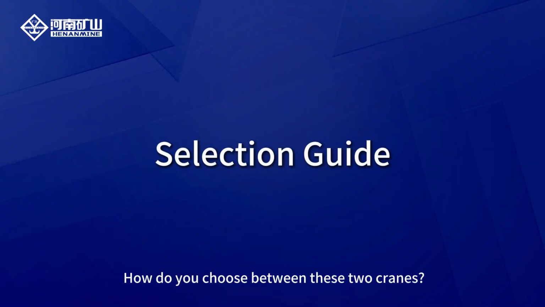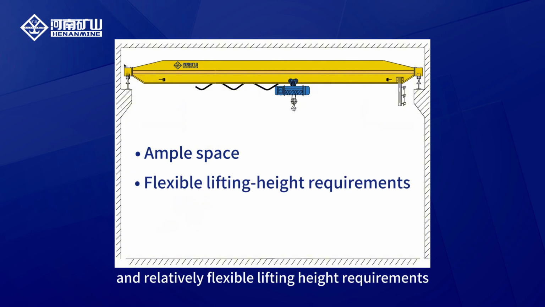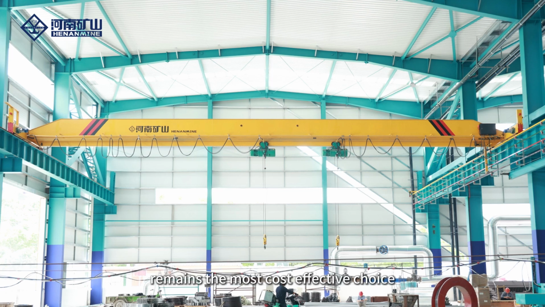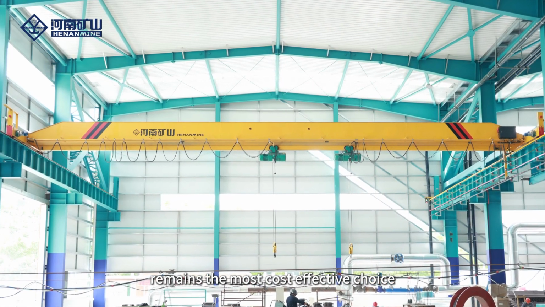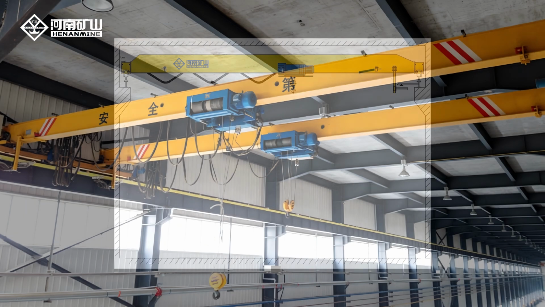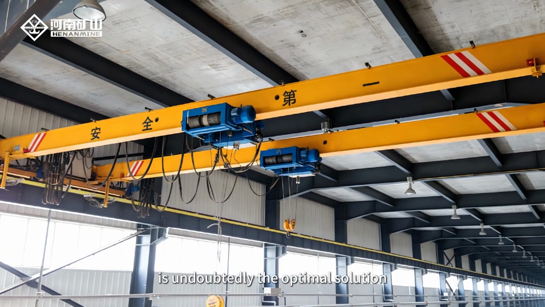So, how do you choose between these two cranes? If your project has sufficient space and relatively flexible lifting height requirements, the LD single girder overhead crane remains the most cost-effective choice. If your project has limited space or requires a higher lifting height, the LDC Low-Headroom single girder overhead crane is undoubtedly the optimal solution.